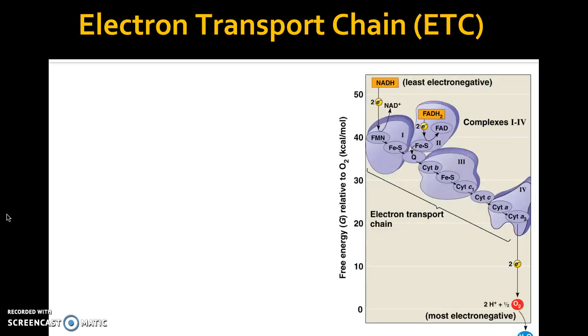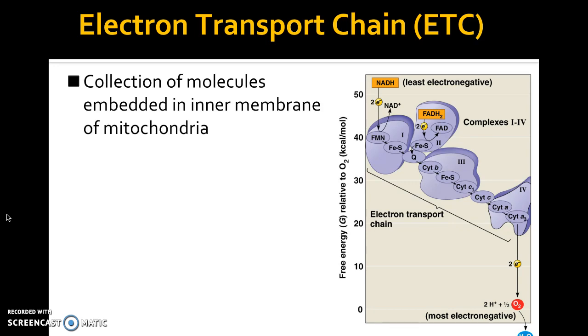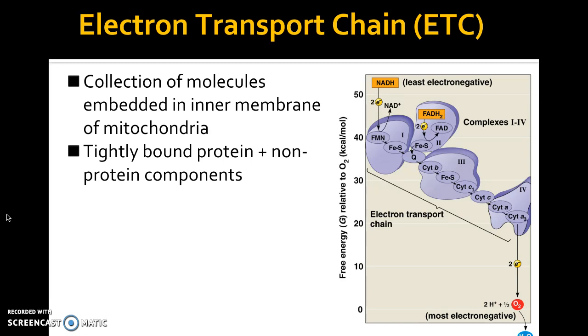Okay, so what is this electron transport chain? What is it made of? It's made of a series or a collection of molecules. Please keep in mind we're still in the mitochondria and we're within the membrane itself. So we're within the folds, we're within the cristae of the mitochondria. It is a series of proteins and also non-protein components like iron working hand in hand to receive these electrons which came from NADH and FADH.